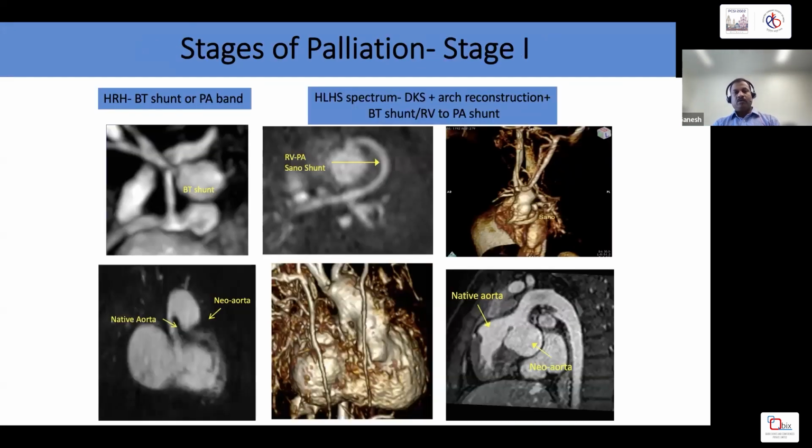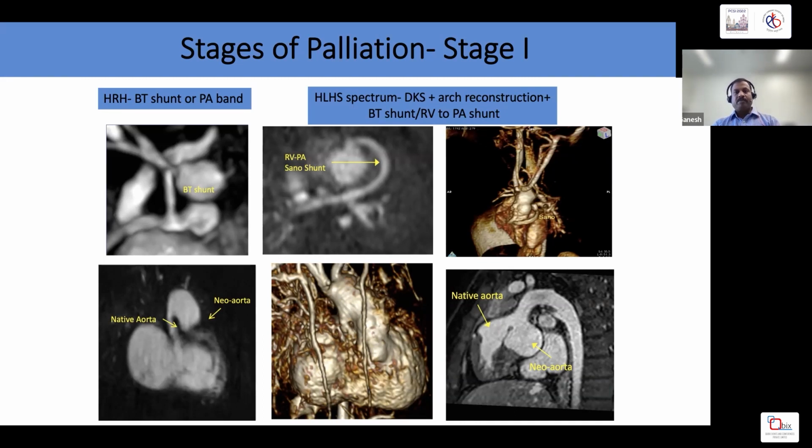A little overview on the stages of palliation. The stage 1 usually will depend if there is any systemic outflow tract obstruction or is there a risk of developing a systemic outflow tract obstruction. If the answer is no, then the management will be systemic to pulmonary artery shunt or a ductal stent if there is a restricted pulmonary blood flow, and pulmonary artery band if there is unrestricted pulmonary blood flow.